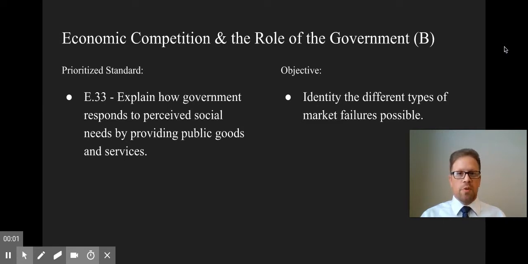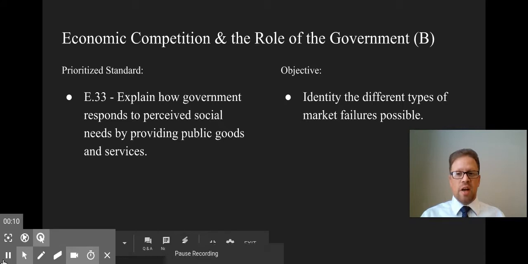Hello, this is Economic Competition and the Role of the Government, Section B, Market Failures. Our prioritized standard, Economic Standard 33. Objectively, we're going to identify the different types of market failures that are possible.